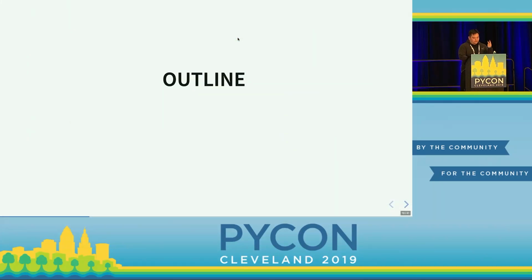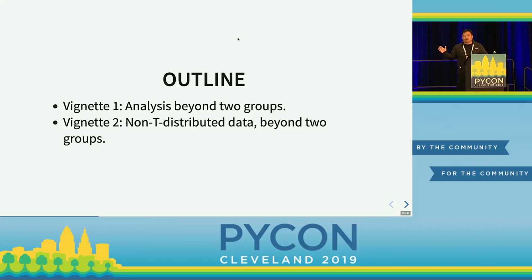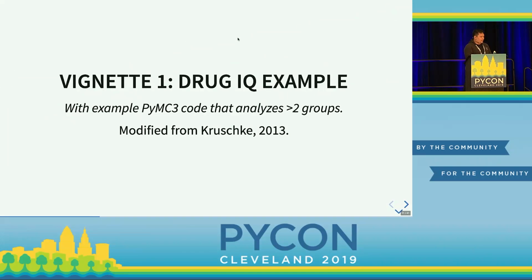So I'm going to tell you two analyses that are lifelike. I'm clearly not showing real data here because of confidentiality issues or because they're borrowed from a different source. But I'm going to show you two analyses that are lifelike and will simulate for you what they look like. The first vignette will tell you how we do an analysis that moves beyond two groups. And the second vignette will tell you how we move beyond t-distributed data in addition to that. So let's look at vignette 1.